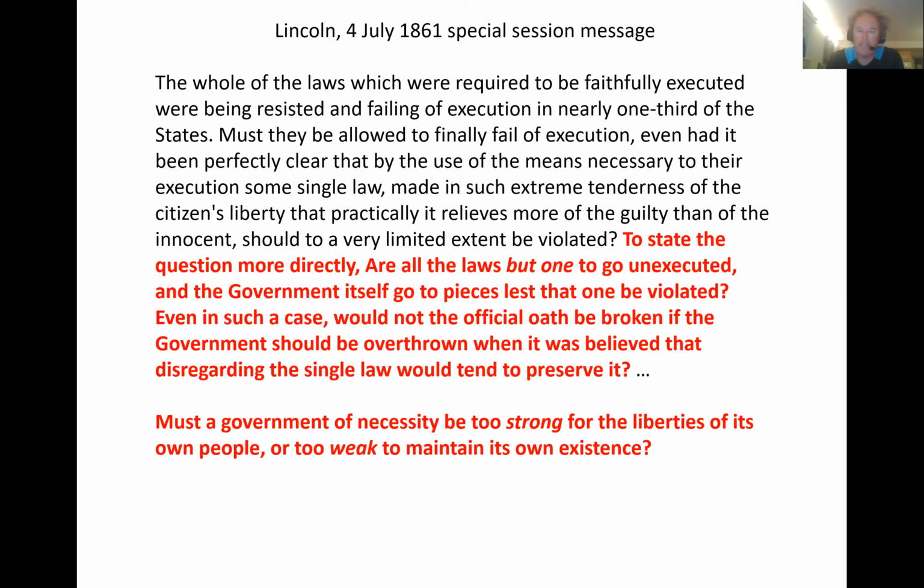And if the president has a situation in which he, or eventually she, concludes that adhering to one law will lead to the destruction of the entire system, well, the president has an obligation to ensure that the entire system is not destroyed. And Lincoln also argues, says, look, yes, it's true I unilaterally impose martial law, but I've brought Congress back.